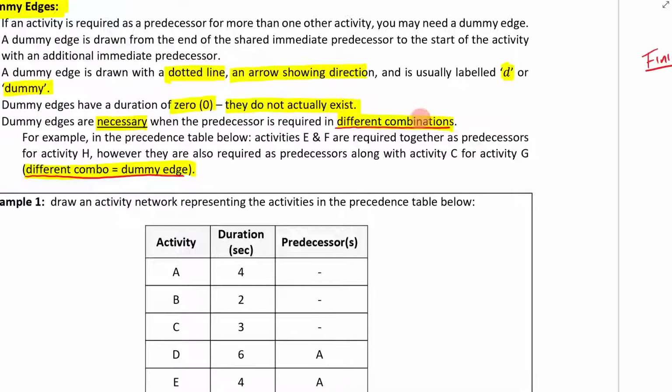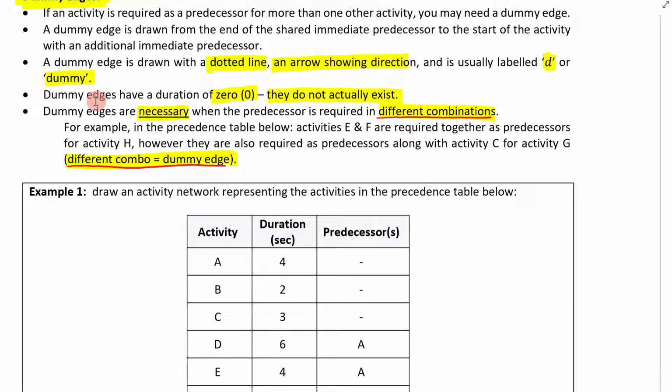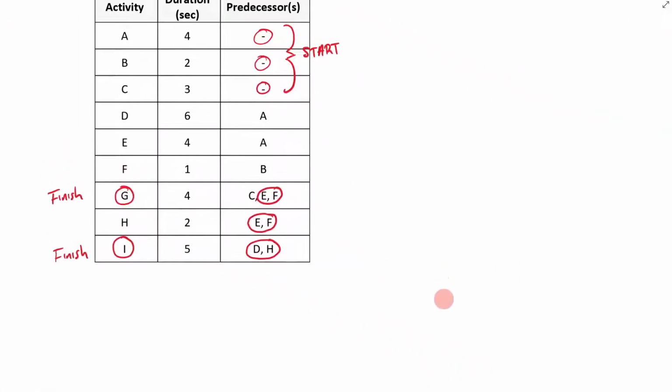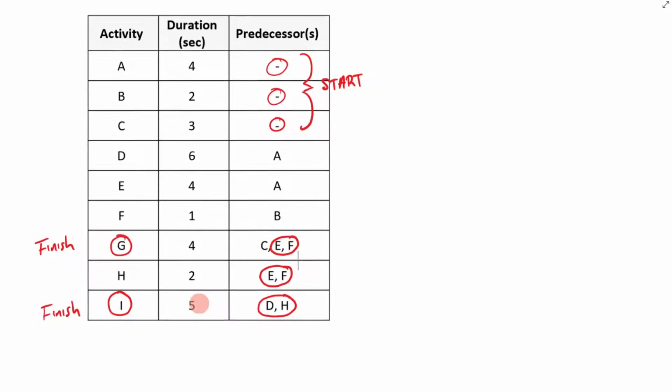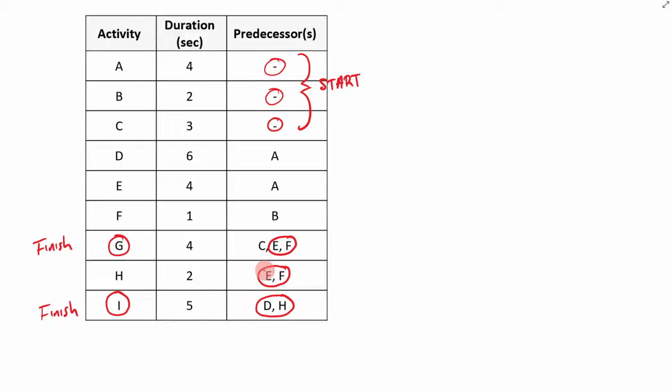If we come over here and read our instructions, take note that it says dummy edges are necessary when the predecessor is required in different combinations. So here, different combo equals dummy edge. The fact that I have E and F here and then C, E and F, means I've got different combinations, so I've got a dummy edge. Now, I like to write in where my dummy edge is going to appear and the direction it's going to go. I'm going to start at EF right here and come to the end of C. So it's going to go from EF to C. I like to draw that in, and that's going to remind me when I'm drawing this.